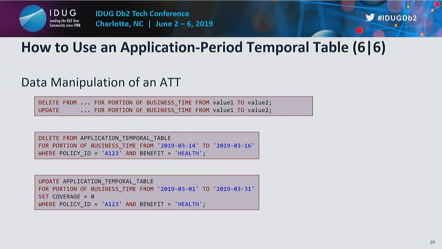Data manipulation, as I've identified before, is simplified, so you can do a delete from, for portion of business time, from value to value. And the same thing for an update. You do an update with your statements, for portion of business time, and then from and to values. That's how you modify and update data. Just like setting it here, setting it for that portion of business time. I want to set the coverage to 0 for this policy and this coverage.